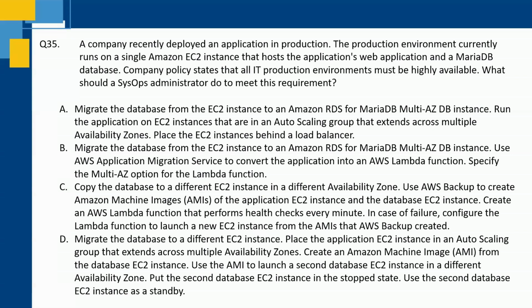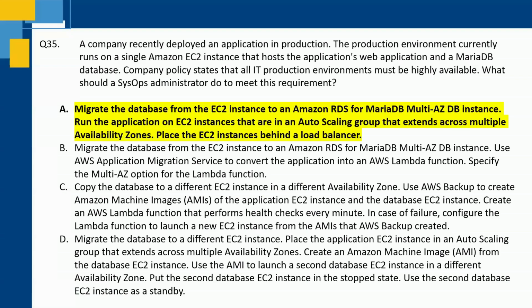created. And the last option is migrate the database to a different EC2 instance. Place the application EC2 instance in an auto-scaling group that extends across multiple availability zones. Create an Amazon Machine Image from the database EC2 instance. Use the AMI to launch a second database EC2 instance in a different availability zone. Put the second database EC2 instance in the stopped state. Use the second database EC2 instance as a standby. Now, folks, the best suited option here would be option A.